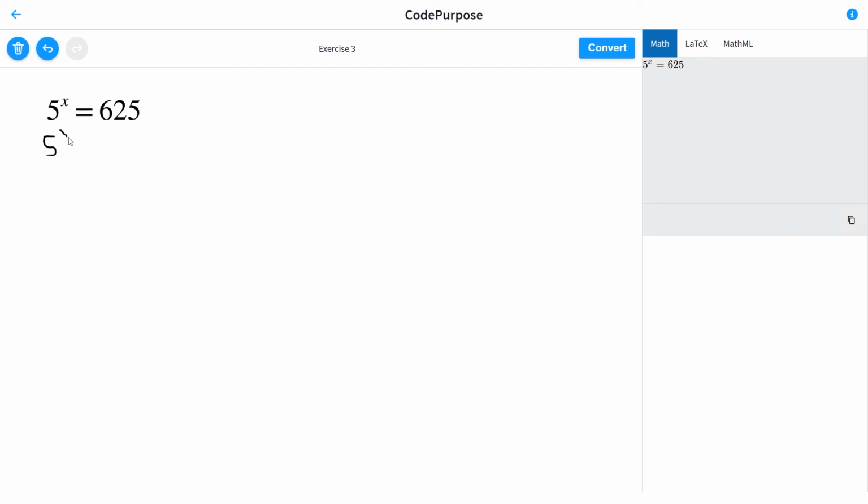Let's write it. 5 to the x is equal to 5 to the fourth, from where x is equal to 4.